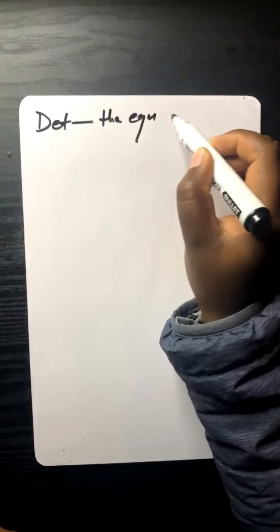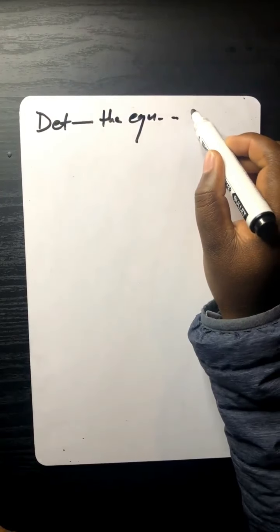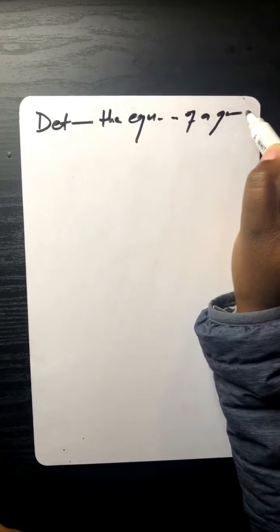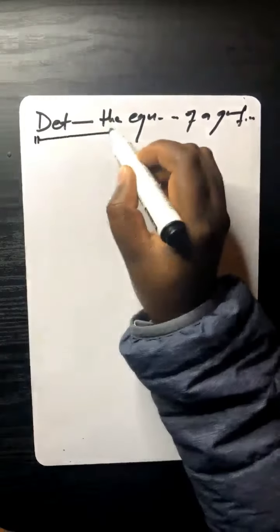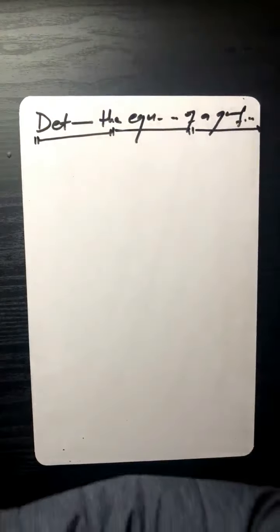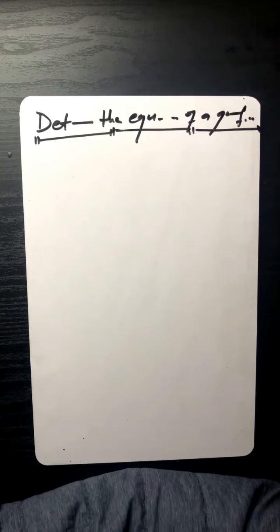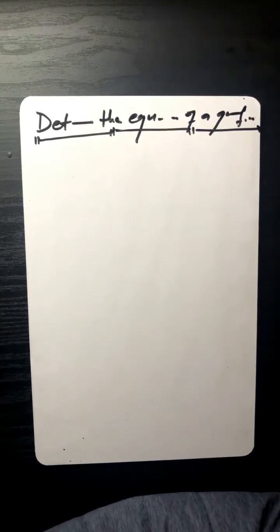So in today's lesson, we'll be looking at determining the equation of a quadratic function. So what does it mean? It means you will be given a graph or a function where you need to determine an equation. I'm just going to be explaining using that information that I sent in the group.